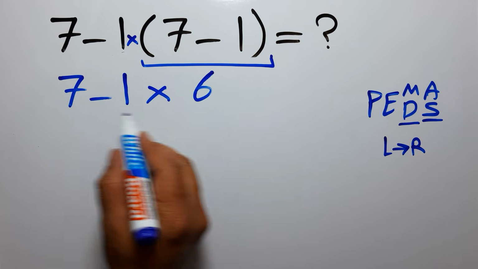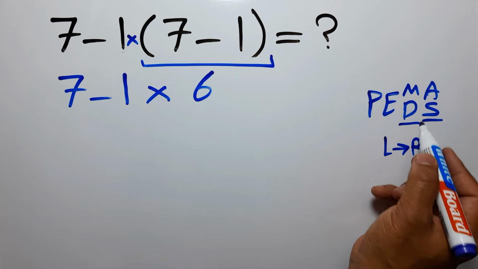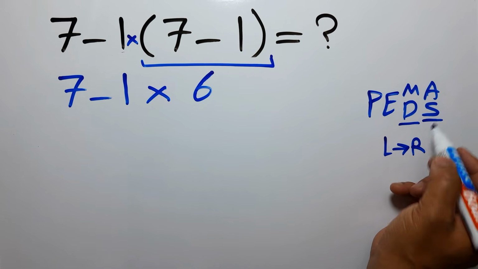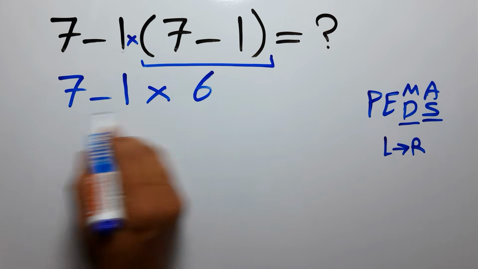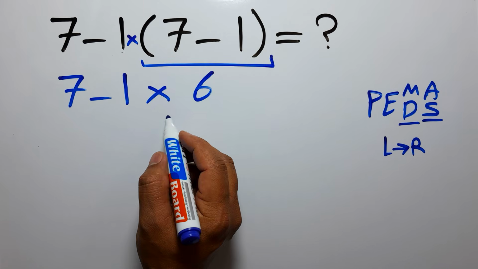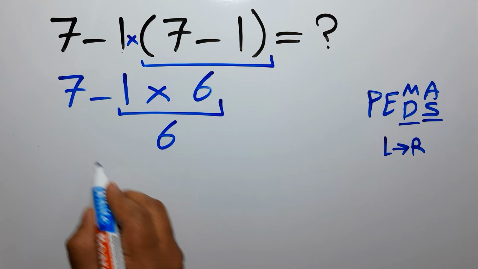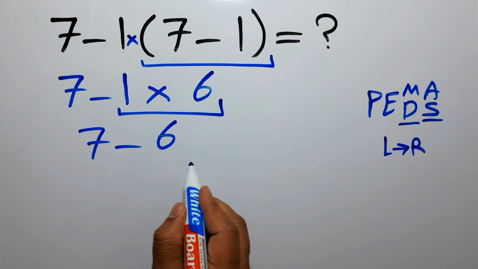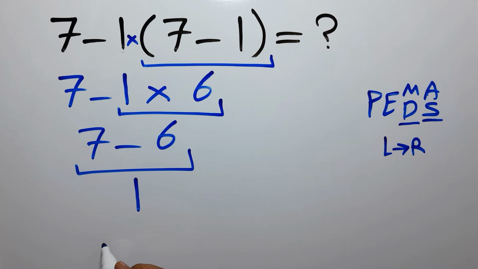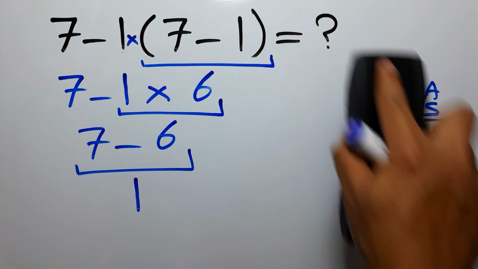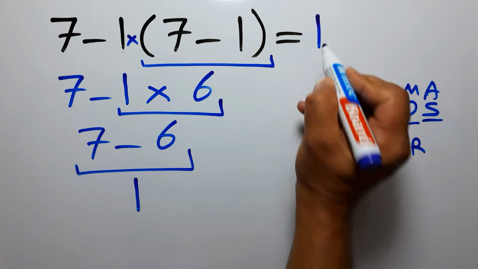Now in this expression we have one subtraction and one multiplication. According to the PEMDAS, multiplication has higher priority than subtraction because multiplication comes before subtraction. So here first we have to do this multiplication. 1 times 6 is just 6. So we have 7 minus 6, which equals 1. And this is our final answer to this problem. The correct answer is 1.